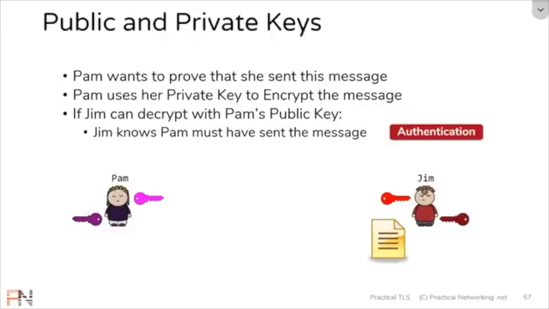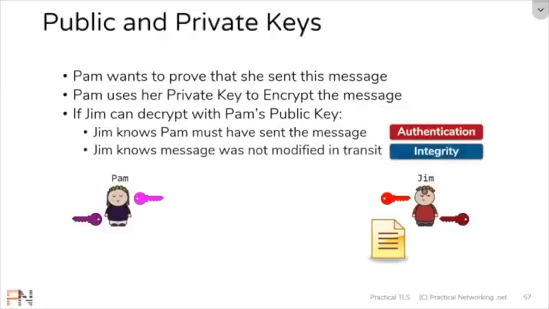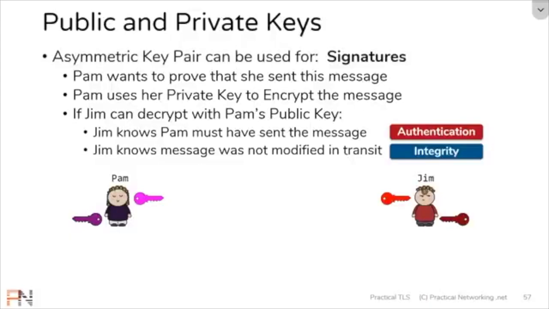It also proves something else. It also proves that the message was not modified in transit. That is integrity. If someone captured the message in the middle and changed the content of the message, well, when Jim tried to decrypt it with Pam's public key, he would end up with a garbled mess, if the decryption would have worked at all. So if Jim was successfully able to decrypt a message with Pam's public key, then we know for a fact the message hasn't changed since Pam encrypted it with her private key. This process that we just discussed is what's known as message signatures. You can use an asymmetric key pair to create a signature, which provides authentication and integrity for what was signed.